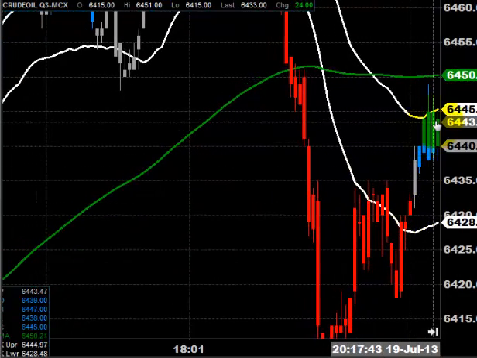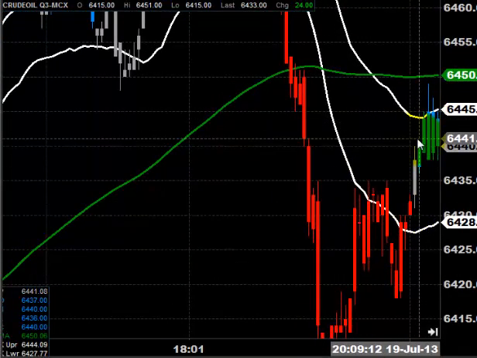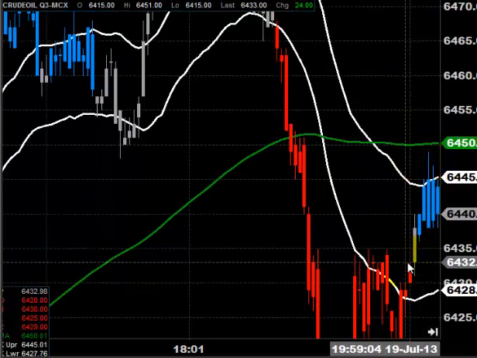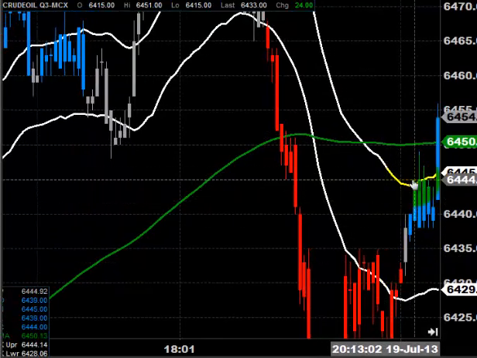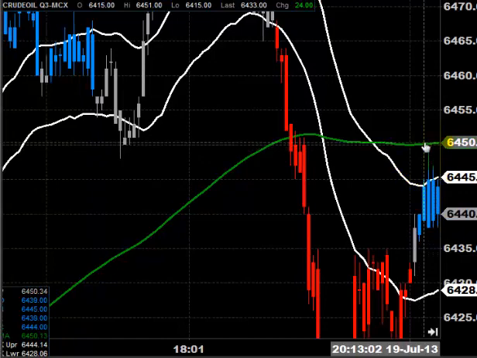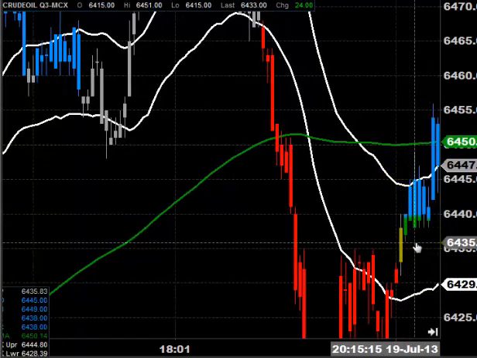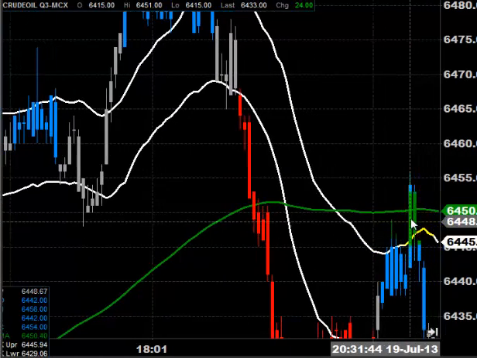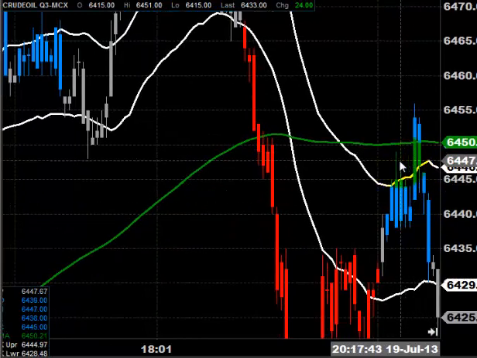We will not be considering this blue color signal. Why? Because it's below the green line, giving a signal against the trend. Only if it is below the green line will we be taking a sell call; we will be neglecting the buy call. So we are not going to consider this.